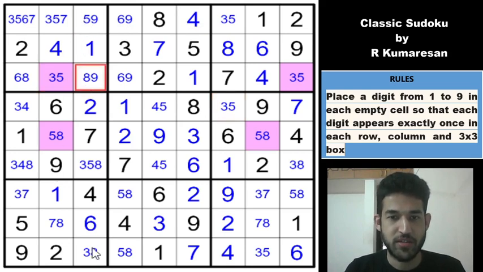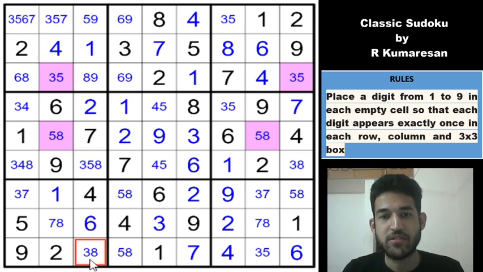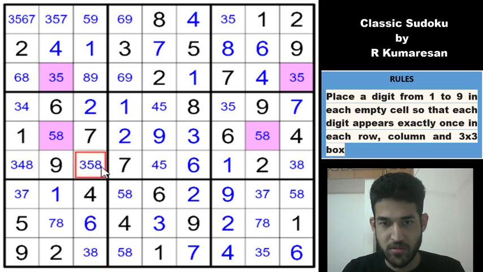This is doing something, 3, 5, 8, 9, right? So this is a 3, this is 8, this becomes 9, this becomes 5, this becomes 3. So 3 has only 2 possible cells in column 3. Can this be a 3? Oh, I don't think this can be a 3, guys.